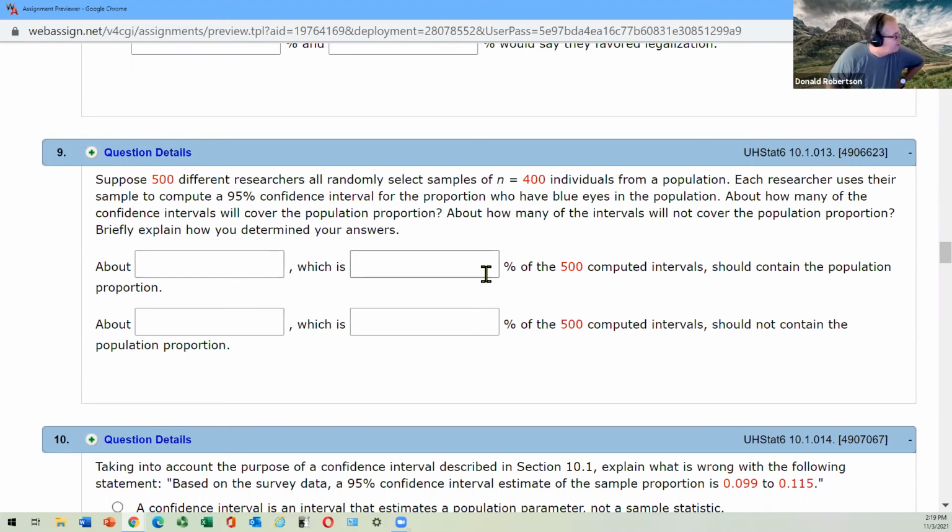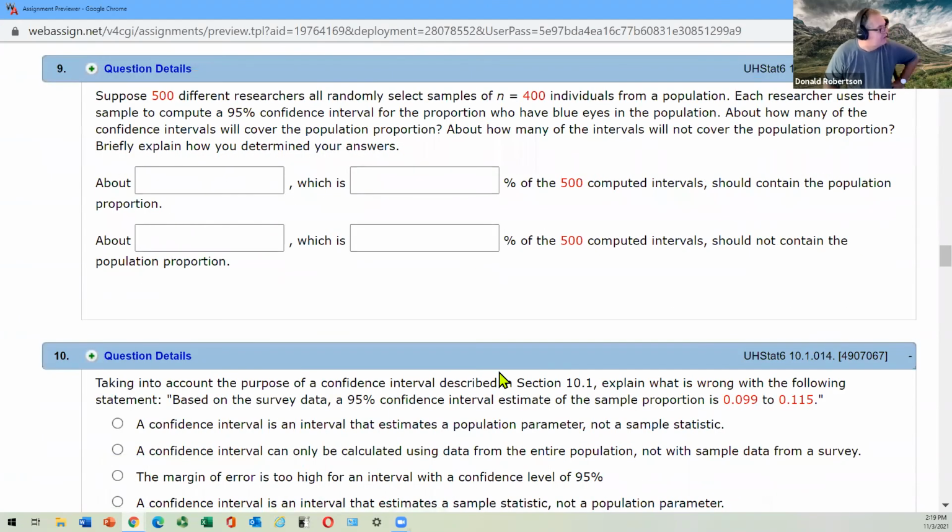Oh, that is interesting. I like this one. I almost missed it. You've got to be really careful about this one because there are two numbers that you could confuse in your brain. Suppose that 500 different researchers across the world, right? Every single one of those researchers did the same thing. They all got a sample of 400 individuals, a nice random sample. And each researcher used their sample to compute a 95% confidence interval for the proportion who have blue eyes in the population.